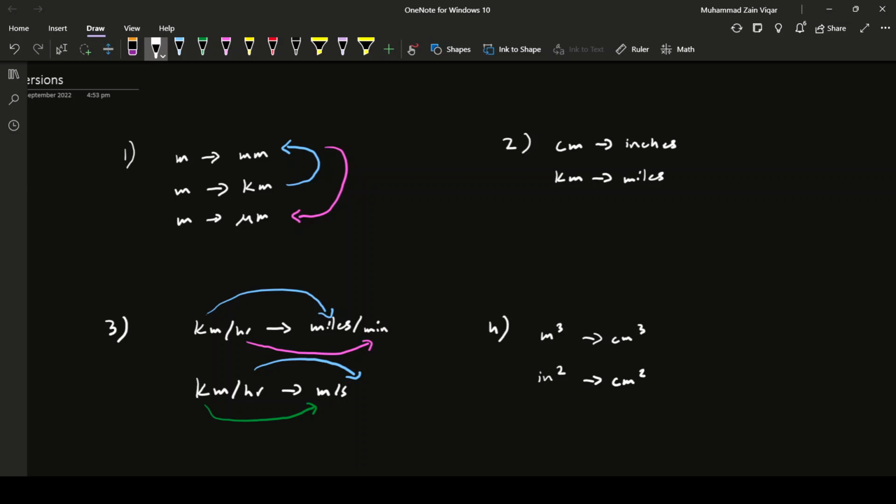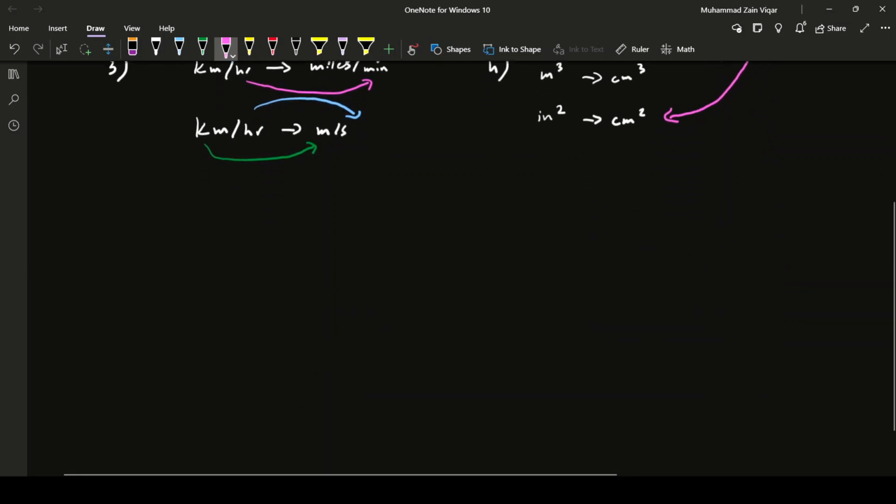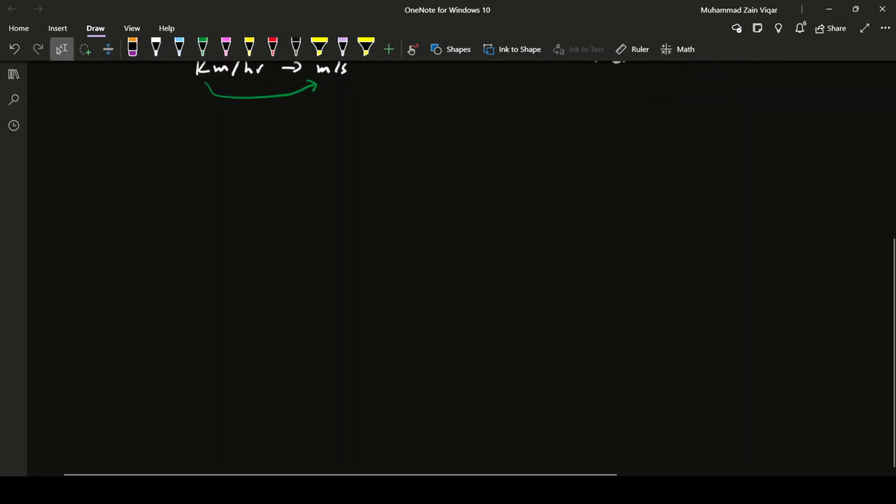But this time it's not just centimeters to inches like above. These two cases are not the same. One is centimeters to inches, the other one is centimeter square and inch square. So both cases are different, and this is a difference that all students should keep in mind. The conversion for both of these is not the same. So moving on with this, let's do some questions that would help us understand this better.